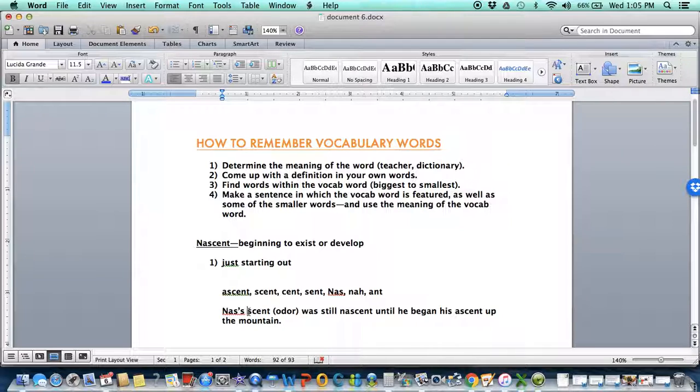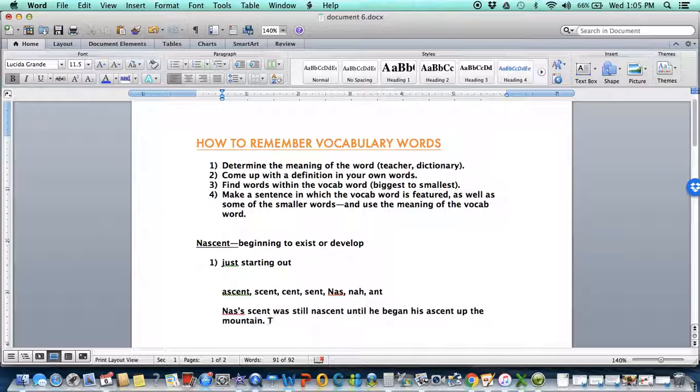But I used scent, and I'm going to take this off now. But I used one, two, three of the little words, and we used the vocab word. And you notice how we did use the meaning of the word within the sentence, right? That's the center of what the sentence is about. Nas's scent was still nascent until he began his ascent. But wait, until he began. Now it was nascent, it was just beginning to develop.